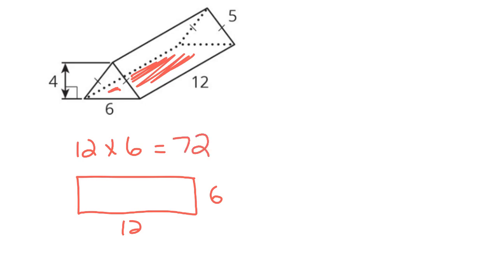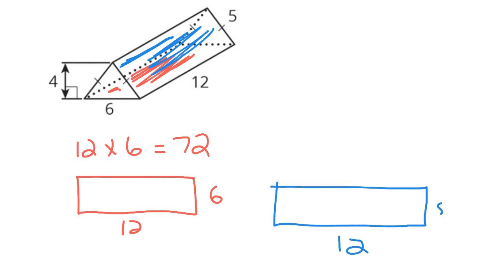And then the next part is we have two sides that are exactly the same. We've got this back side and this side. They both are 12 by 5. So it's another rectangle that is 12 by 5, so we're going to do 12 times 5 times 2, because there's two of them, and that gives you 120.